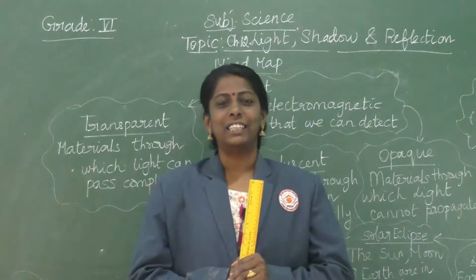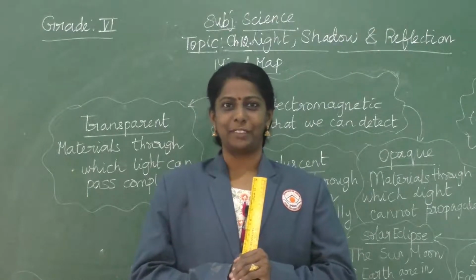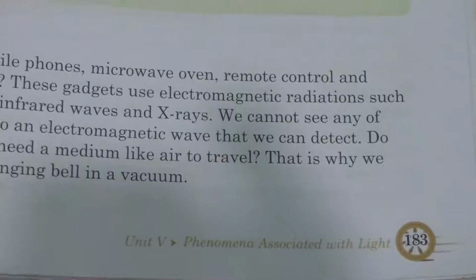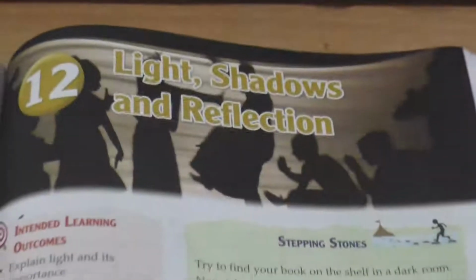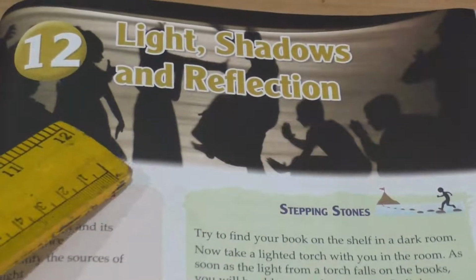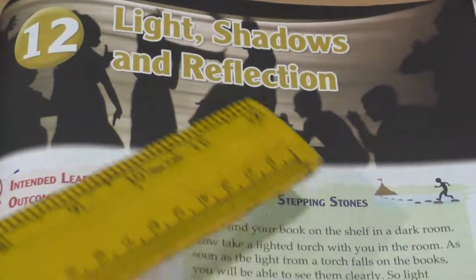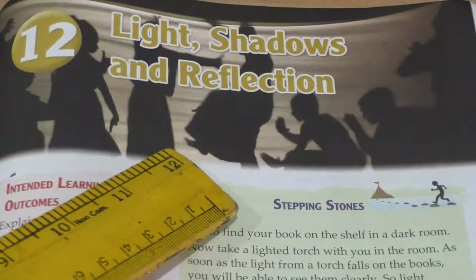Today we are going to learn about an interesting chapter. Open your textbook at page number 183. Chapter number 12, Light, Shadows and Reflection. Shall we start the topic?